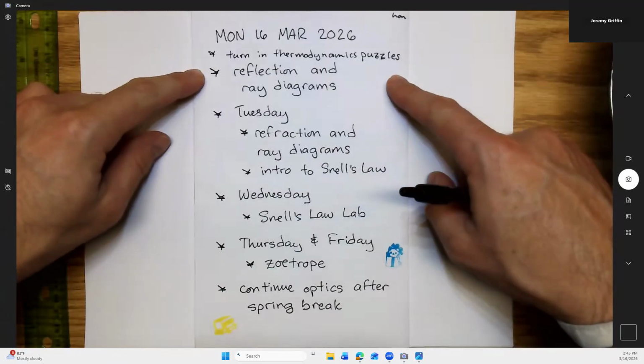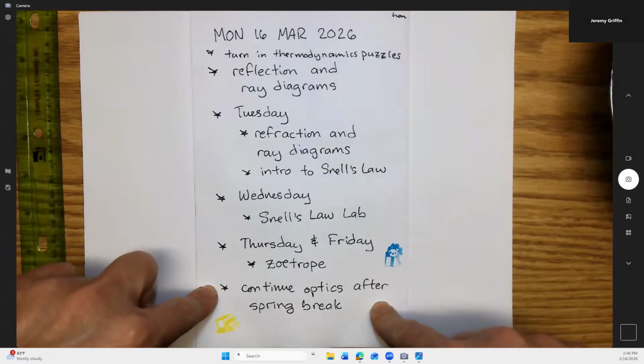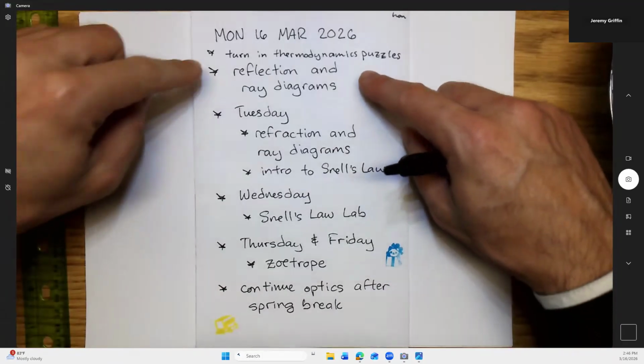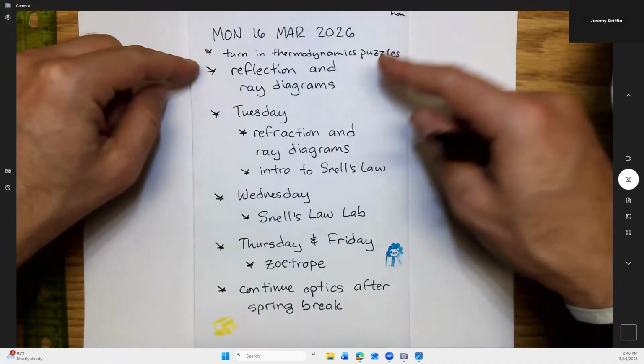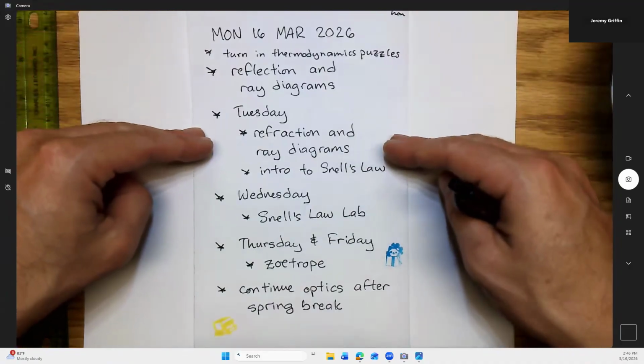So we're going to go into optics. We'll do some optics this week, and then we'll continue optics after spring break. We're going to spring break pretty soon. Today we're going to do reflection ray diagrams. Based on how it's gone in the past, it usually takes most or all of the class. Tomorrow we'll talk about refraction.